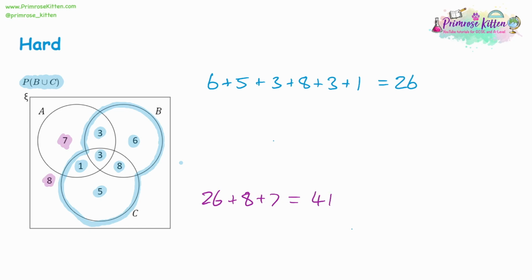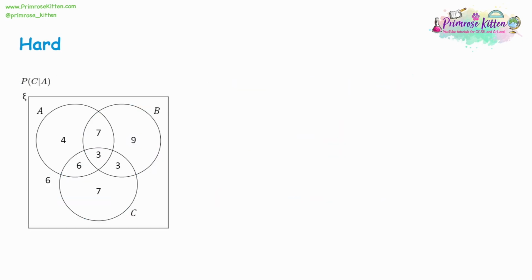So you can use your previous working out to help with the next step. So altogether, that means that the probability of the union of B and C, if you choose one of these at random, is going to be 26 over 41. Now, the next question, we've got that line again. So the line means the thing after it has happened. So it's given A. So A has happened.